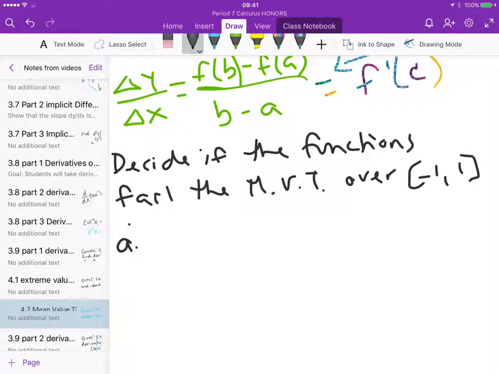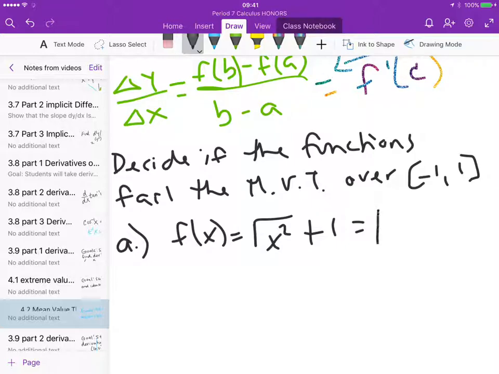So let's say the first function we are dealing with here is f of x equals the square root of x squared plus 1. The first thing I notice in this example, guys, is that the square root of x squared is just the absolute value of x, because you can substitute negative x or positive x into that and get the exact same result. So really, this function looks just like this.